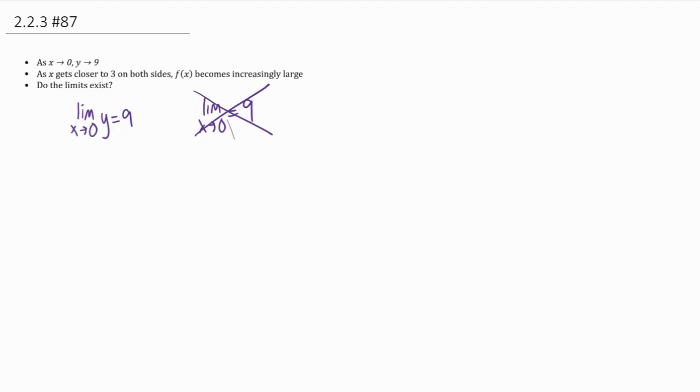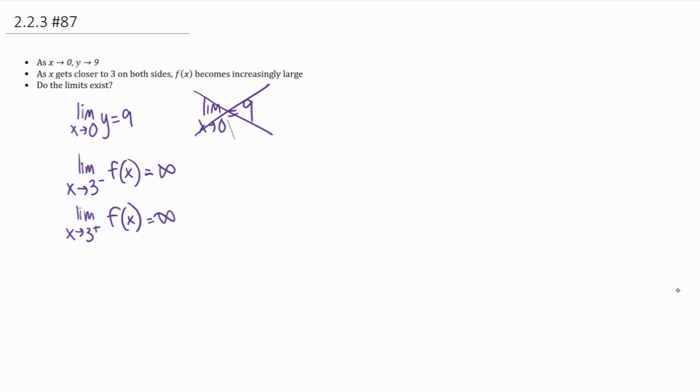For our next one, we have as x gets closer to 3 on both sides. So what that means is, let me go ahead and just practice my left and right hand limit notation. The limit as x approaches 3 on the negative side of f of x is equal to, so f of x becomes increasingly large. So we say that approaches infinity. Okay? That's the left-hand side. The right-hand side would look like this, right? Now, both of those are infinity.